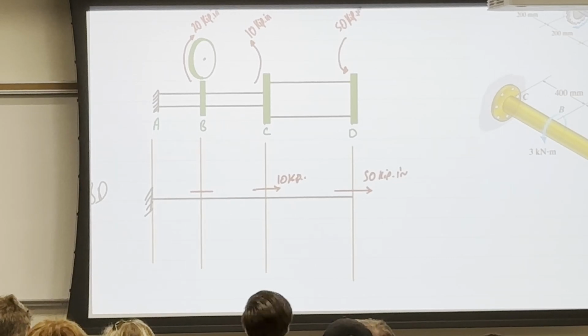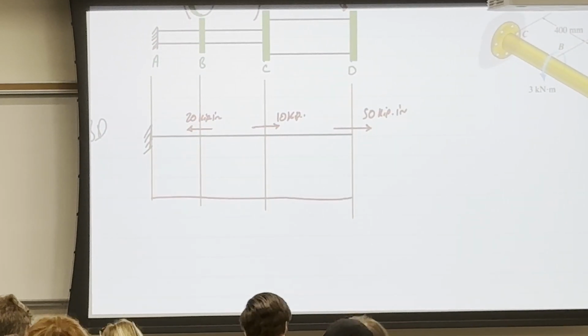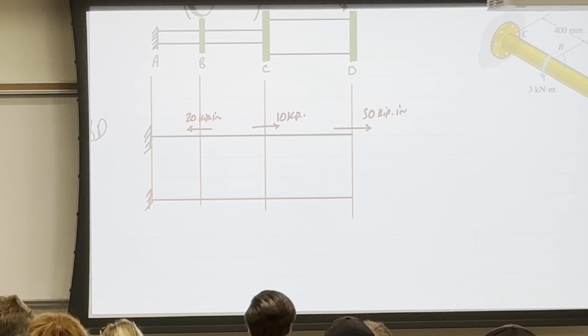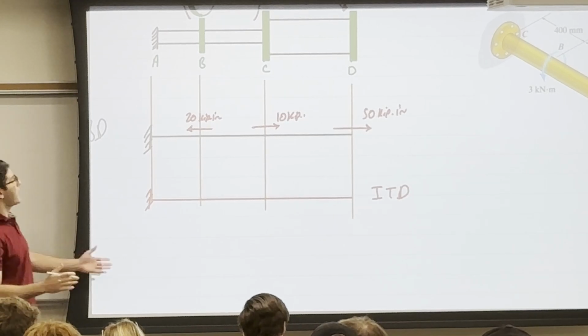Again, the last thing, it's easy. Can you draw as if you're drawing the AFD? But instead of calling it AFD, now we're going to call it the internal torque diagram, similar to what we did before. Can you draw as if you are drawing the AFD for this?